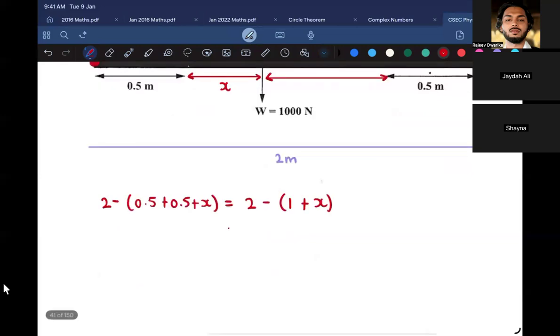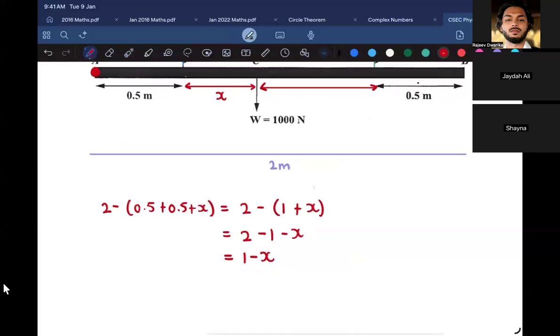Then you would need to expand, and you should get 2 minus 1 minus by positive x is minus x. What is 2 minus 1? 1, right? So then I put 1 minus x. Let me know if you understand that.